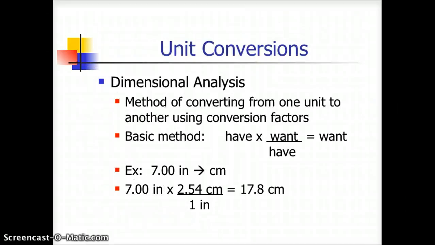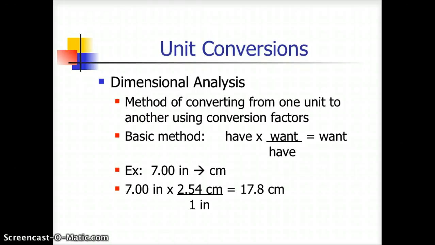Now, in order to take these units and do calculations with them, we have to do what are called unit conversions, and the method that we use is called dimensional analysis. Dimensional analysis is a way of converting from one unit to another using conversion factors. The basic idea is that you start out with what you have, you multiply it by a conversion, which is in a sense what you want over what you have, and that will give you what you want. It uses the idea of fractions where you can cancel out units. If something's in a numerator and denominator, your remaining unit should be what you want.